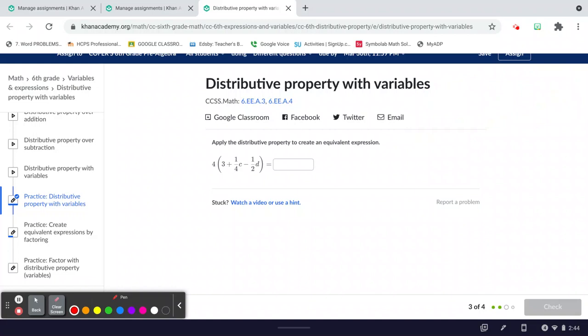Remember, anytime you see a number outside of a parentheses, they want you to multiply. So 4 times 3 gives me 12. 4 times 1/4, let's see. 4 over 1 times 1 over 4. 4 times 1 is 4. 1 times 4 is 4. And 4 divided by 4 is just 1. So I know 4 times 1/4 gives me a 1c.